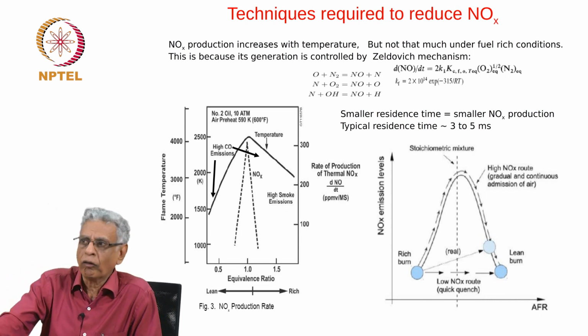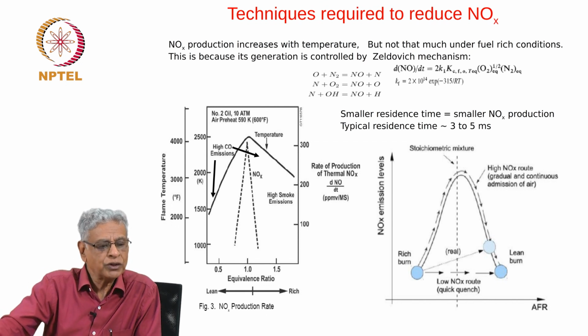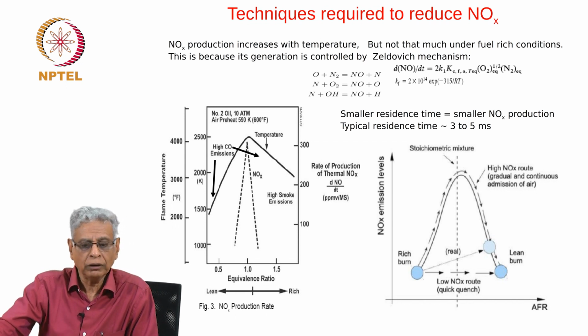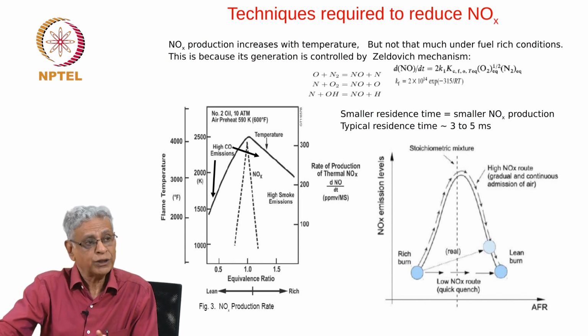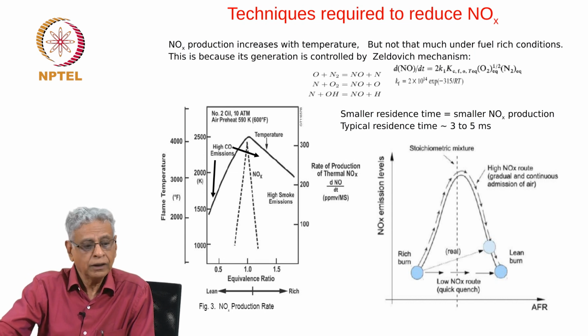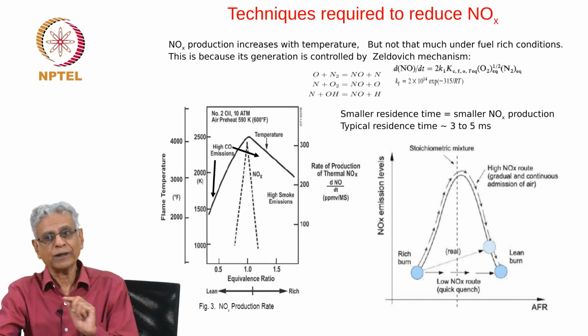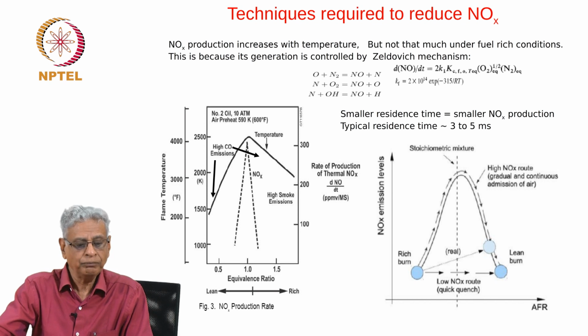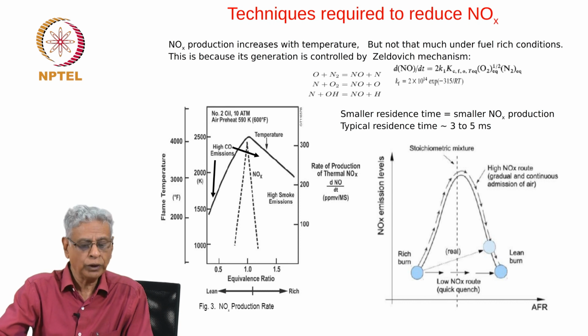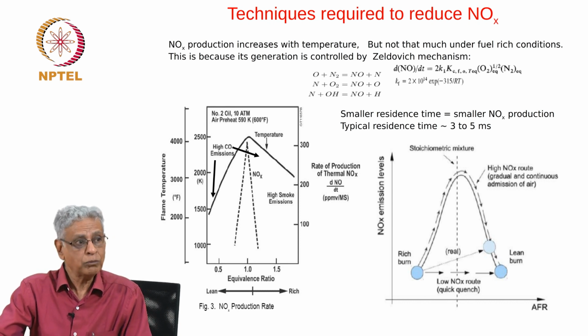It has been known for a long time that the production of NOx is related to temperature, and when it is a fuel rich condition you will not find much NOx. This is because its generation is controlled by what is called the Zeldovich mechanism. You see an oxygen atom reacting with a nitrogen molecule leading to NO and N, and the nitrogen atom reacts with an oxygen molecule leading to NO and O, and there is a third reaction, N plus OH going to NO and H. This mechanism controls the NOx.